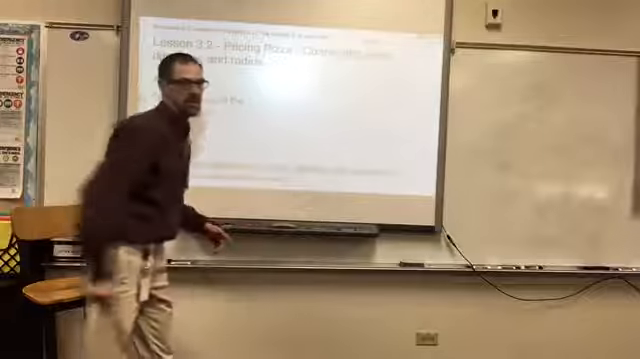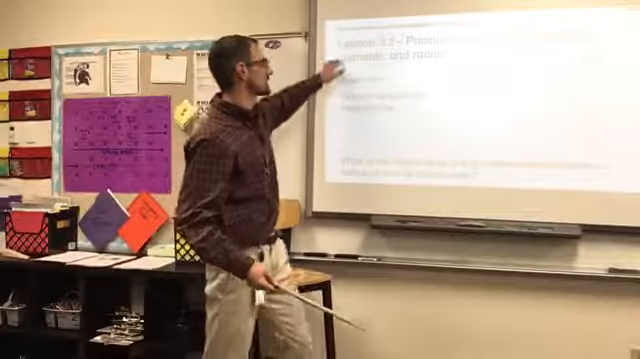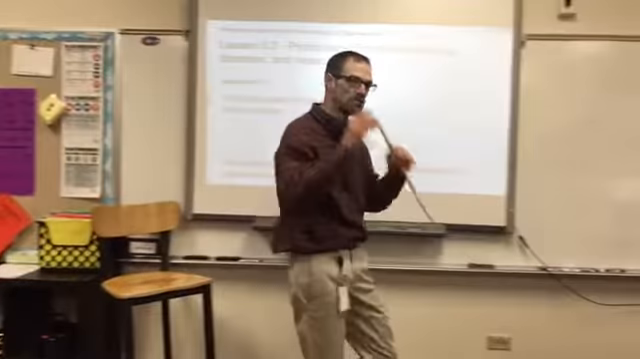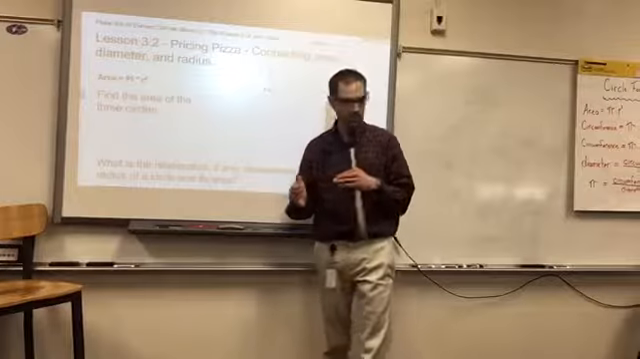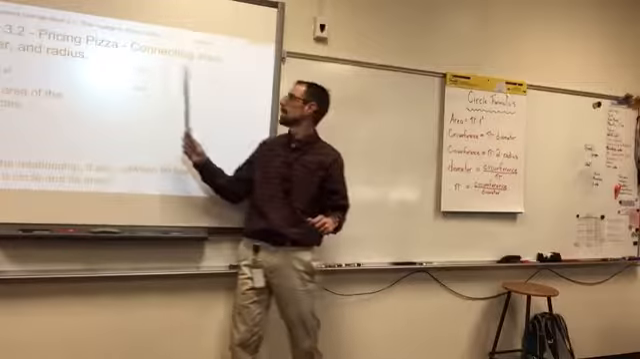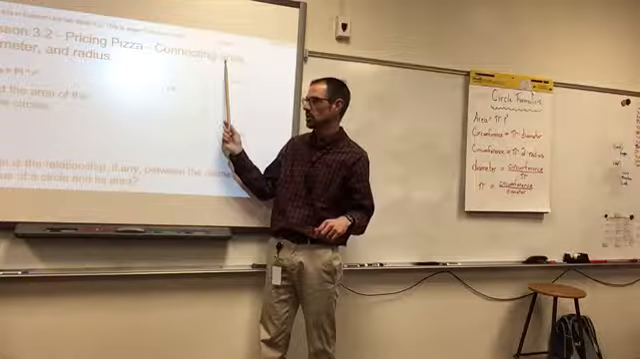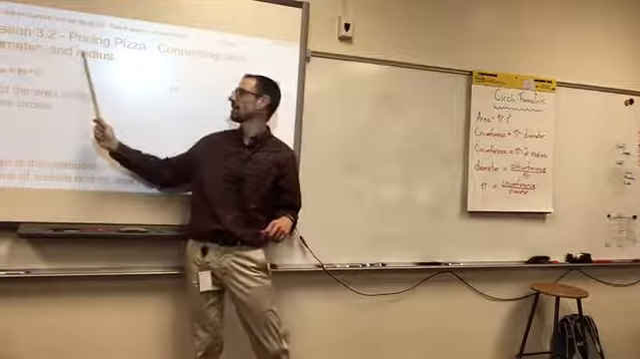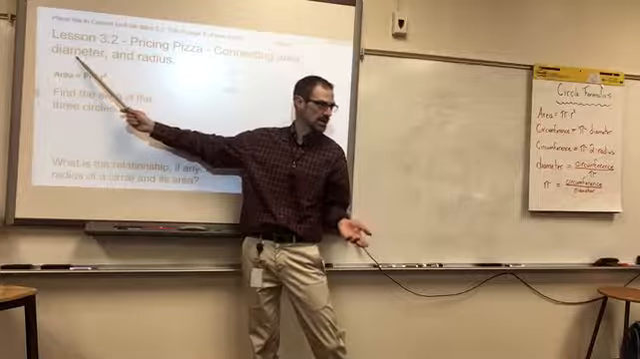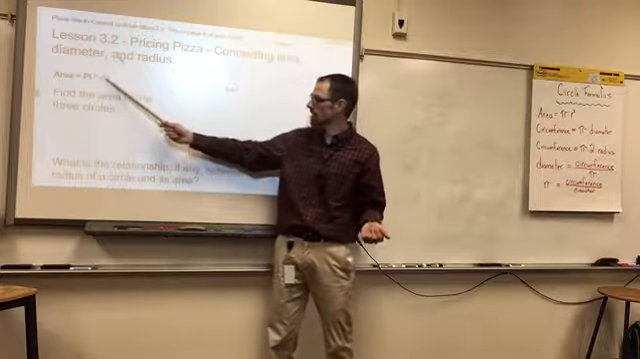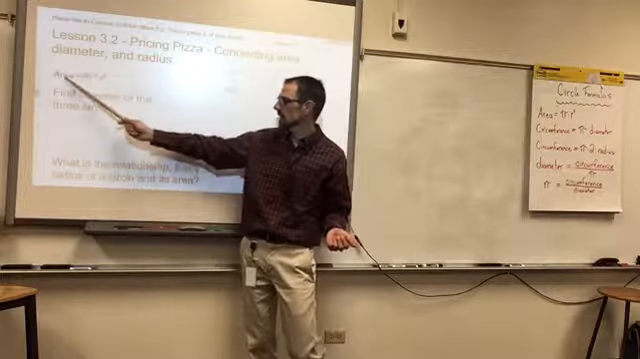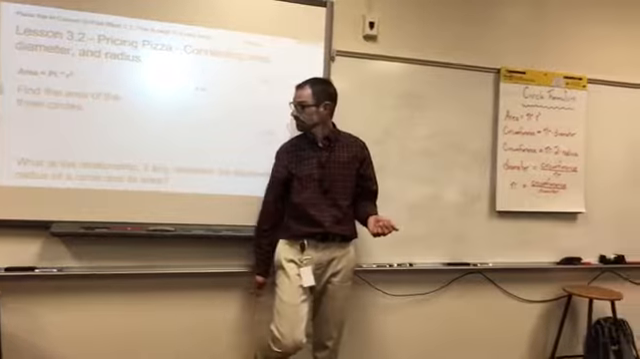We're going to be connecting area, which is what we already talked about, to diameter and radius. We've already kind of made a comparison there. We know that radius is half the diameter. We know that if I'm going to find the area of a circle, I have to know one of these. If I know diameter, I can divide it by 2 and then square it and times it by pi. That will give me the area.